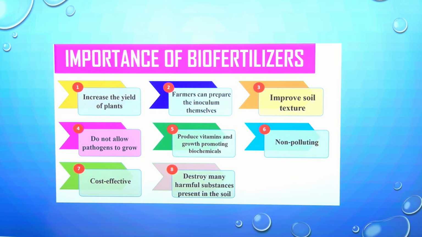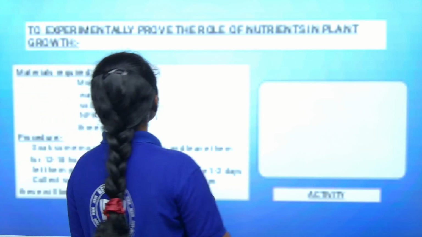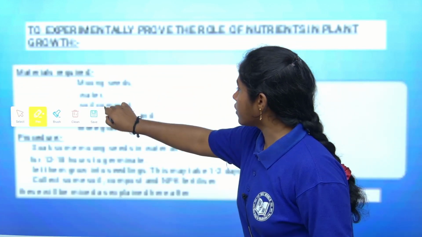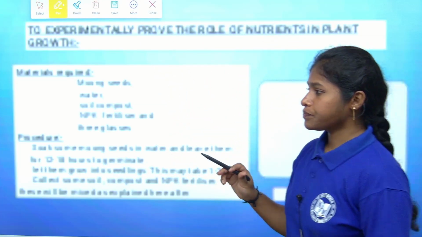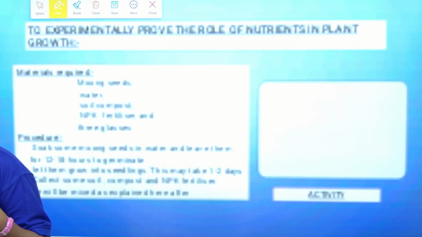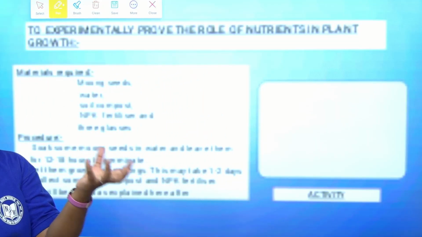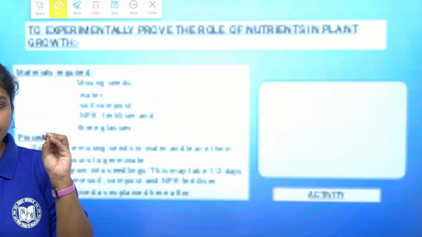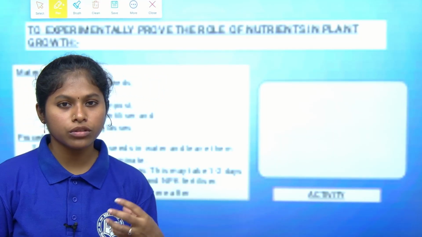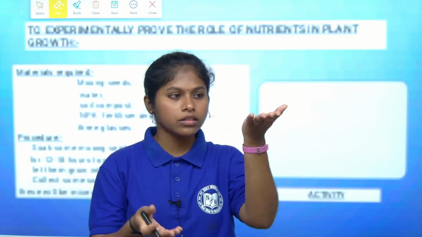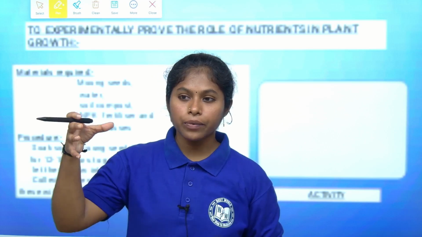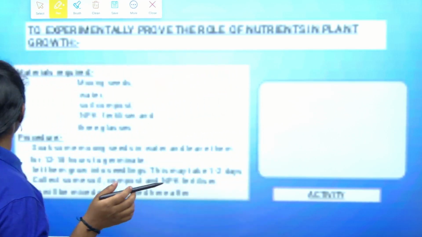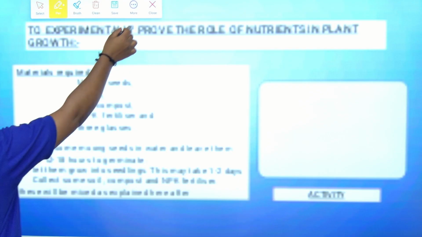Right children? And we left out some part of the experiment, children. Let's discuss it now. See children, this is the experiment, this is the activity we are going to discuss today. See, I took 3 pots. Right children? I took some seeds to grow. I kept one plant with manure, next one without manure, and one plant with fertilizer.